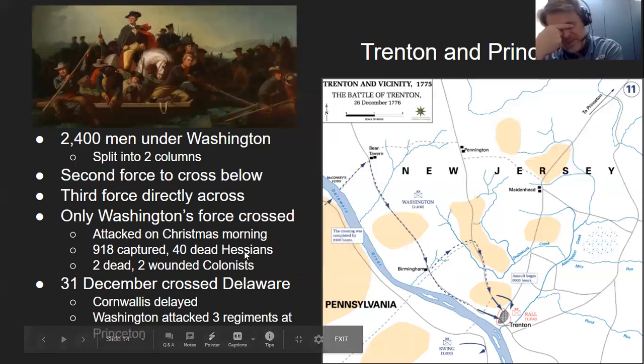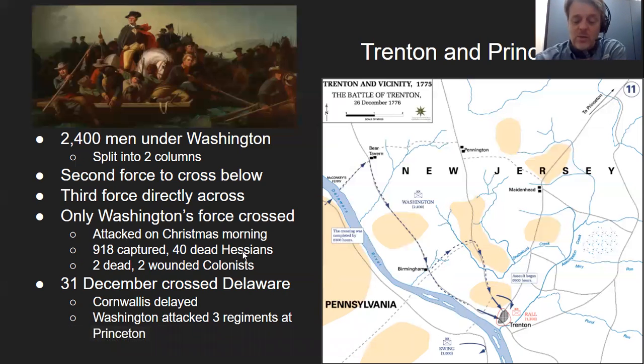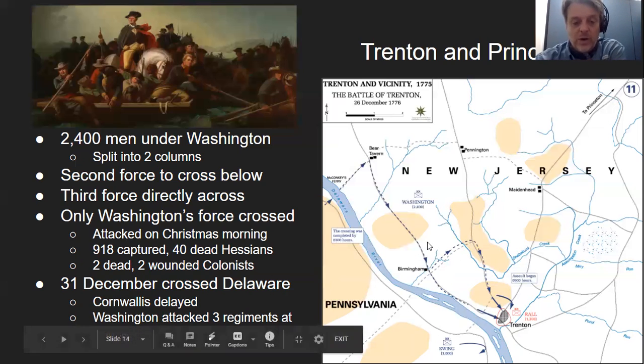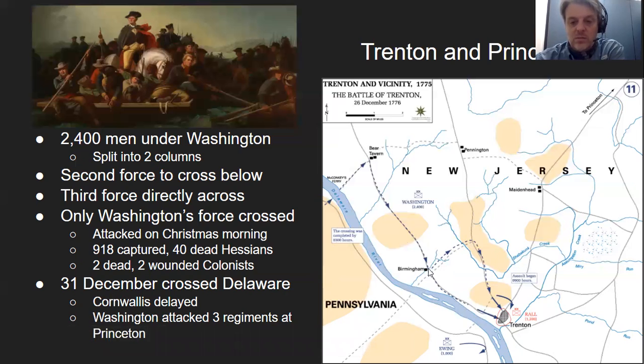He attacked on Christmas morning. The Hessians, basically the Germans, woke up and they were already under fire. And then he did it. He played that game again on December 31st. He crossed it again and attacked Princeton.